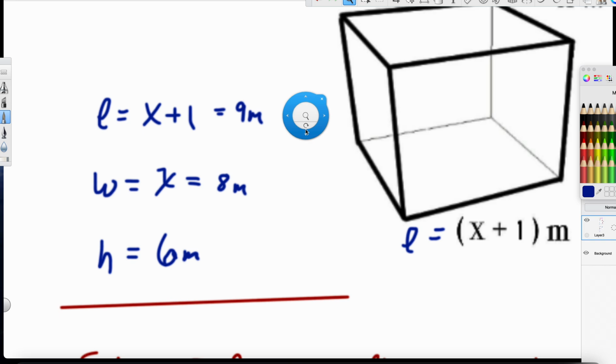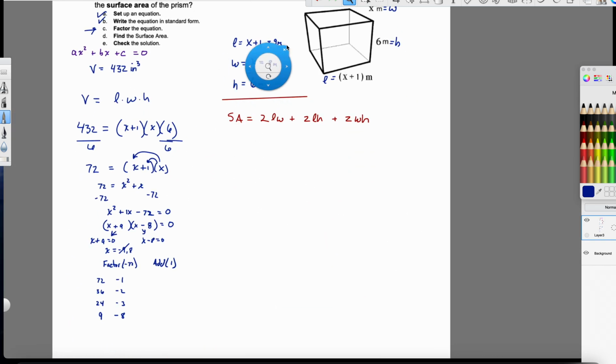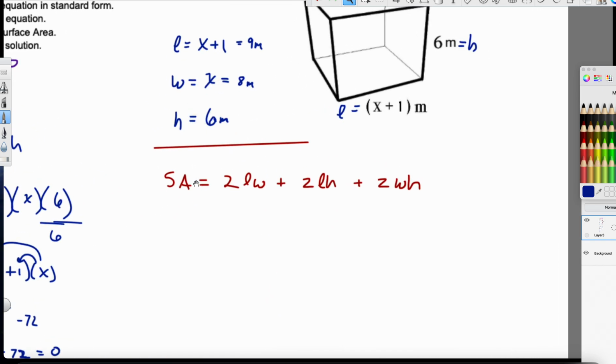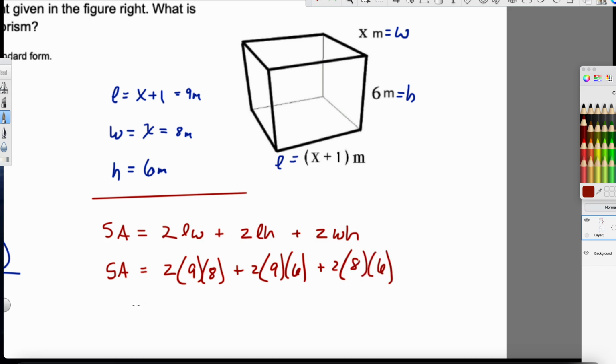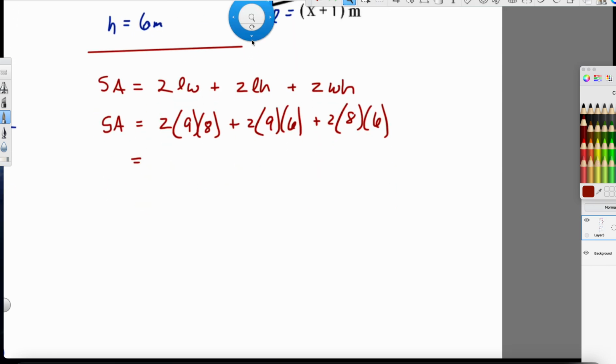Okay, I used the volume equation to help me find x, and now that I know x, I know all of my dimensions. Therefore, I can find my surface area, because that was the original question. What is the surface area? 2 times 9 times 8 plus 2 times 9 times 6 plus 2 times 8 times 6, as we discussed before. All right, so I'm going to go to my calculator and put all this in.